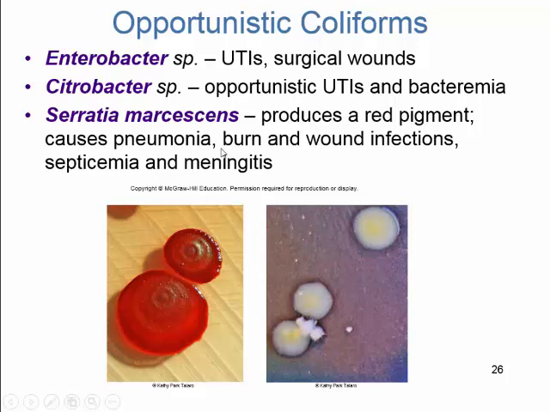They do cause opportunistic infections, so Citrobacter can cause UTIs because it's in the GI tract. If it were to spread, it causes bacteremia. Serratia, this guy's really only a concern if you're severely immunocompromised, so burn victim. If you've got a deep wound infection with Serratia, then you could be concerned.